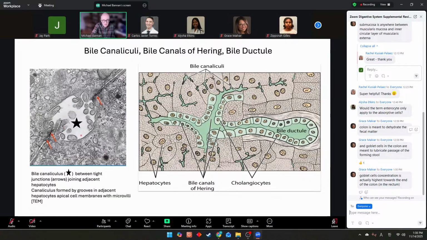Okay? As the duct gets larger, the next segment is referred to, so this is the canaliculus here without lining epithelium. When it acquires lining epithelium, we refer to that segment as a bile canal of Herring, which is right here. And as they get larger and larger, they spill their bile into a bile ductule, which is located in the portal tract. And of course, these bile ductules connect in arborizing fashion into larger and larger bile ducts, eventually ending up at the cystic duct to the gallbladder, or the bile duct which extends through the ampulla into the duodenum.